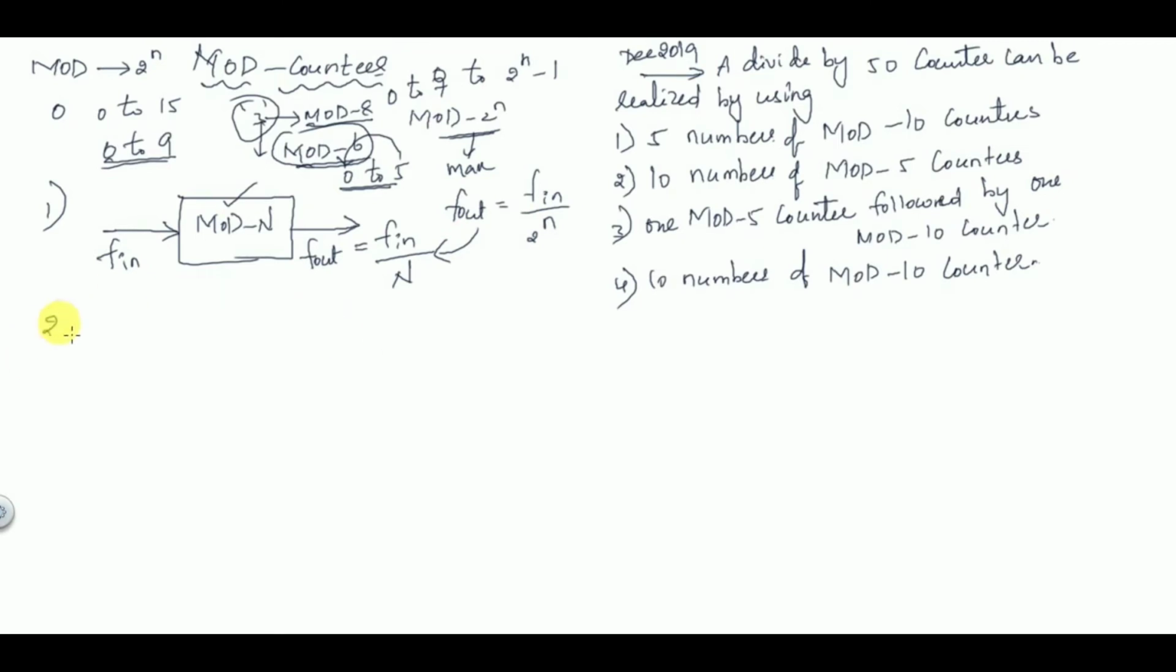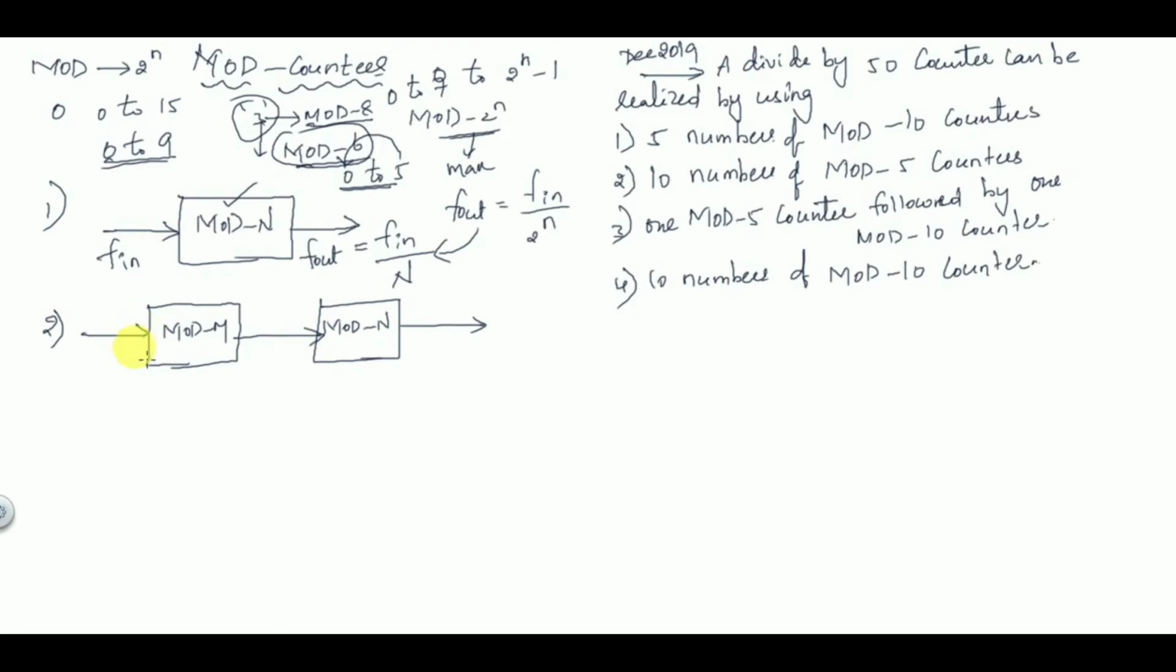Second, if you are cascading two modulus numbers, suppose this is a mod m counter and this is a mod n counter.